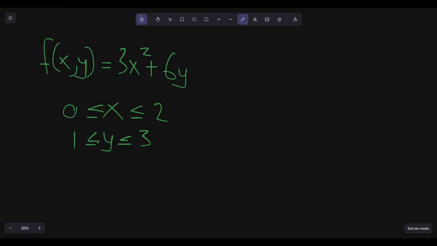So imagine we have this function right over here, where x is from 0 to 2 and y is from 1 to 3, and we want to calculate the volume underneath this function within these bounds. The calculations are actually not too bad. We're going to get the double integral of our function, 3x squared plus 6y, dx dy.